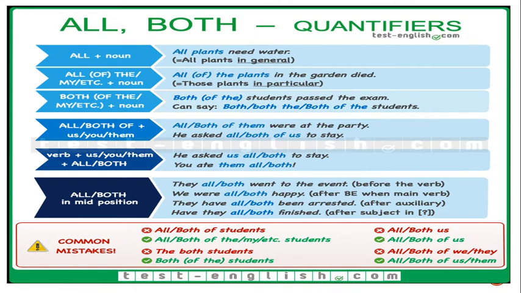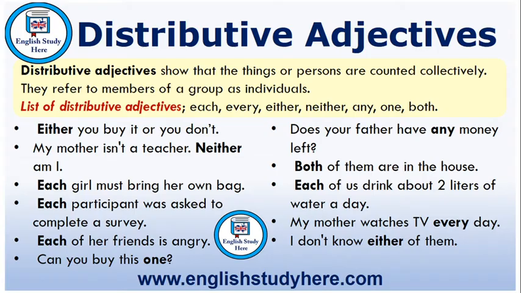So we have to use this "all" for all the things in general. Both, this is the meaning of the word both too. So we use this "both" for referring to the two.